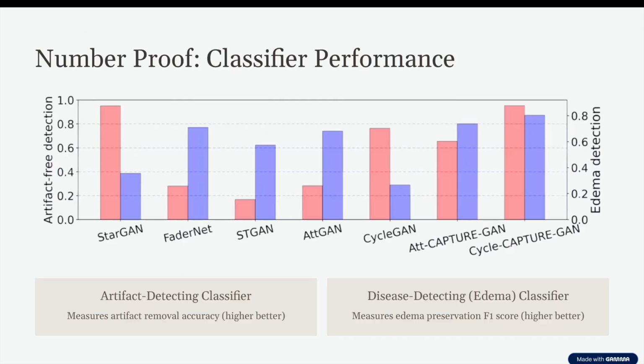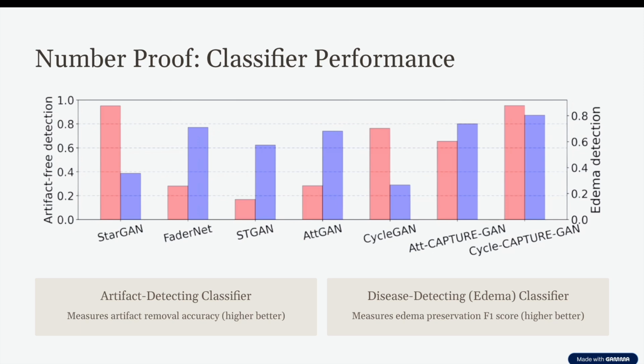This slide presents quantitative results based on the performance of two specialized AI classifiers that evaluated the processed images. The chart shows different methods along the x-axis. The higher red bars indicate the accuracy of an artifact-detecting classifier. A higher bar means the model was more successful at removing artifacts. The darker blue bar represents the F1 score from a disease-detecting classifier. A higher F1 score here signifies better preservation of the edema patterns.